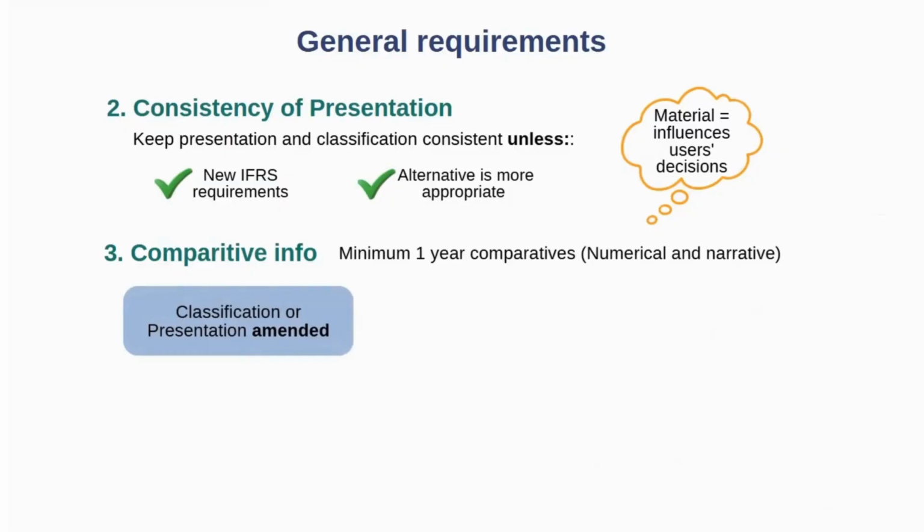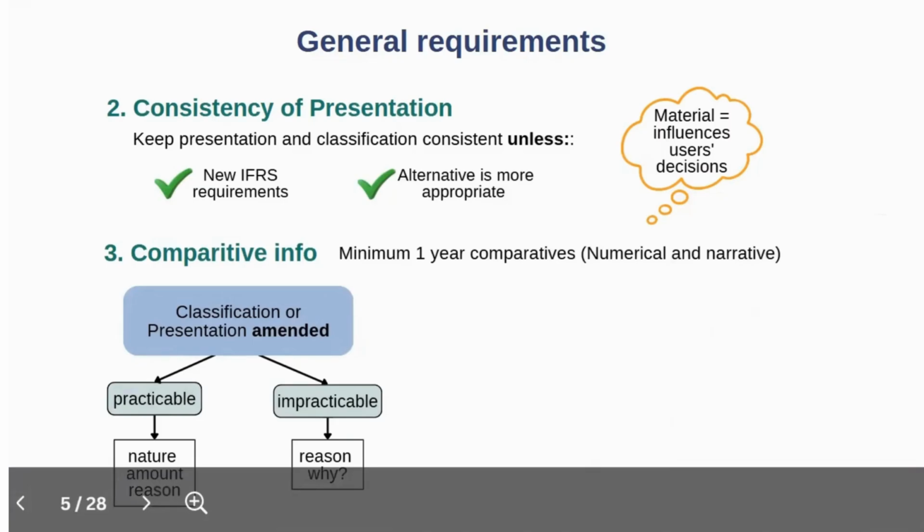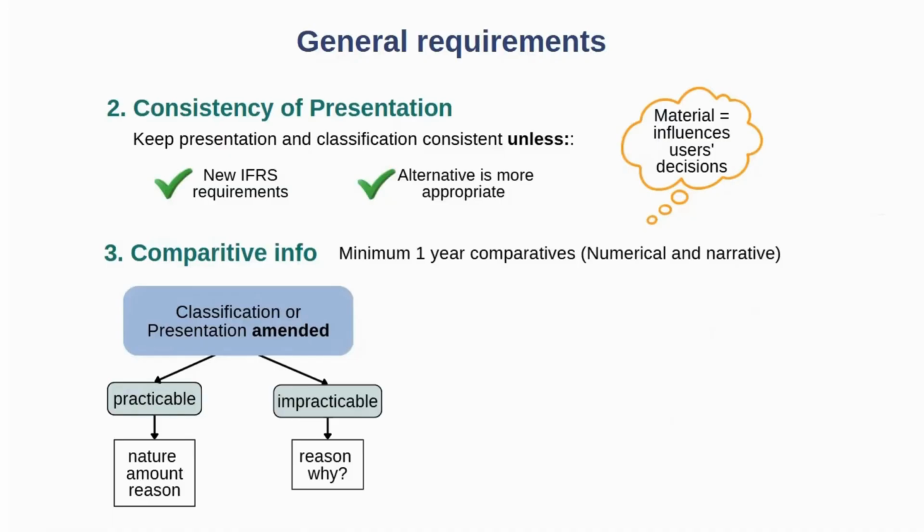Then if classification and presentation are amended, what do we do? If it's practicable, then we state the nature, amount, and reason in our disclosures and do it. If it's impracticable, then we should state in the disclosures the reason why we cannot do it and why it is impracticable. Practicable is widely used in financial reporting and auditing. It means that something can be put into practice. It is not the same as practical. It may not be practical to do something, but it is practicable if it can be done.